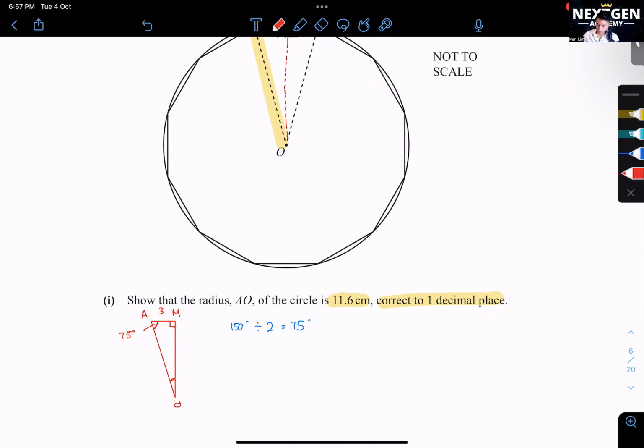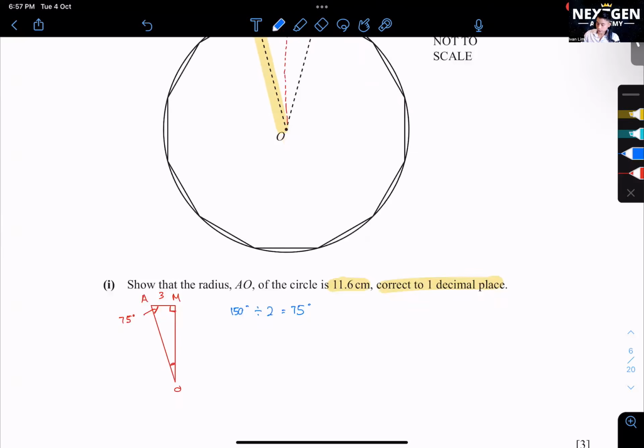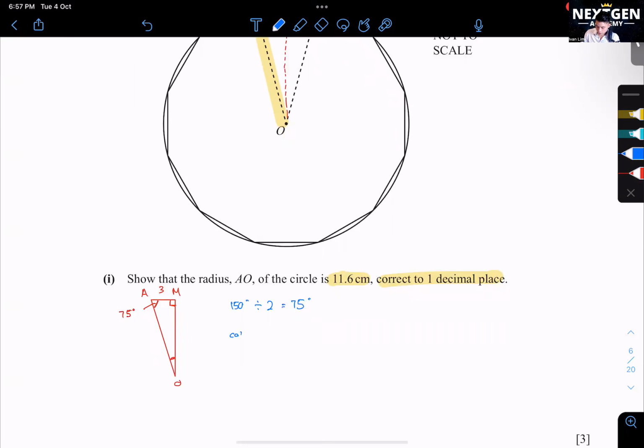Okay, so we find the AO, right? So cos 75 degrees, because I want to find my AO. AO will be the hypotenuse. So cos is 3 over AO, which is your radius also. AO will be equal to 3 over cos 75 degrees. Okay, type in the calculator.